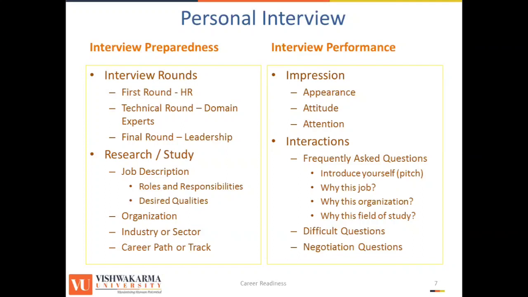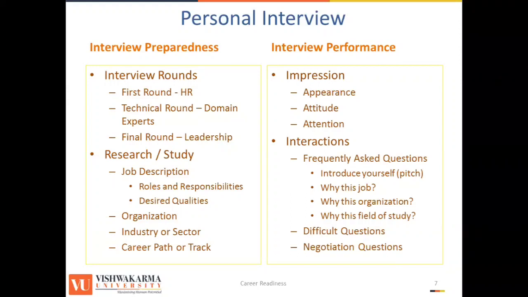And last is career path or track, series of jobs that you possibly can take up, 5 years, 10 years, 20 years, more the better in terms of planning and visualization. Interview performance can again be looked at in two parts. First one is impression before any sort of interaction: appearance, attitude, and attention throughout the interview. We'll talk about appearance under nonverbal communication maybe in the next slides.